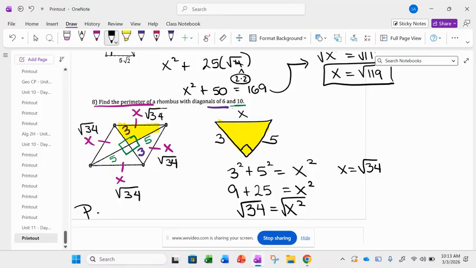So what's the perimeter going to be then? Any ideas? 1 root 34 plus 1 root 34 plus 1 root 34 plus 1 root 34. Isn't that 4 root 34, if you add up all those sides?